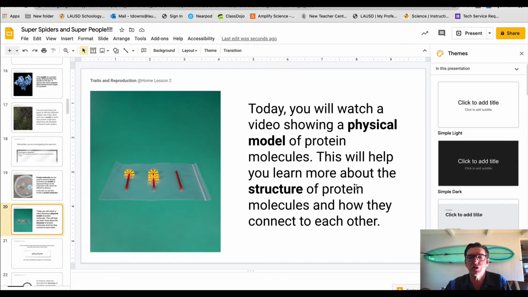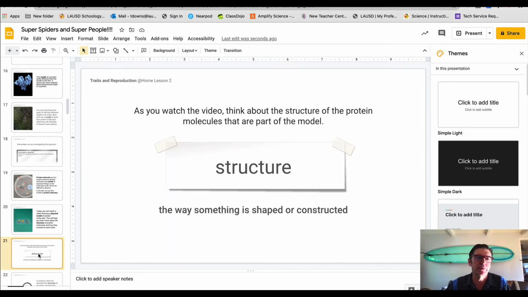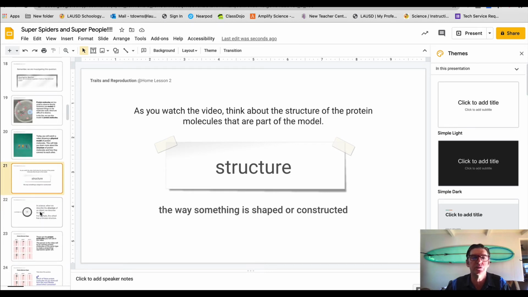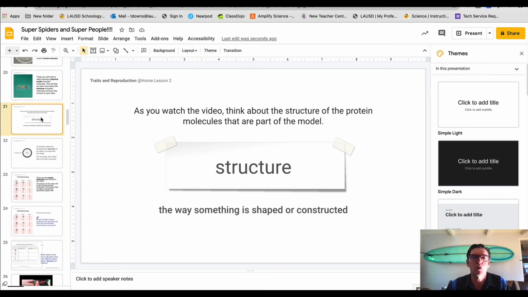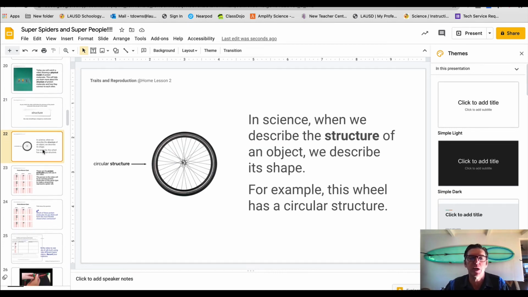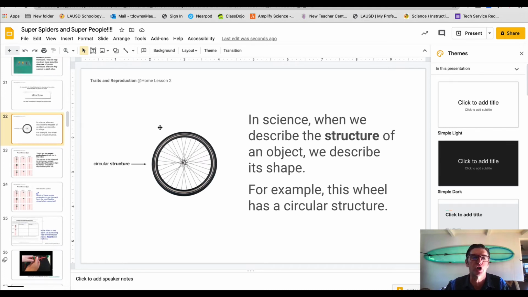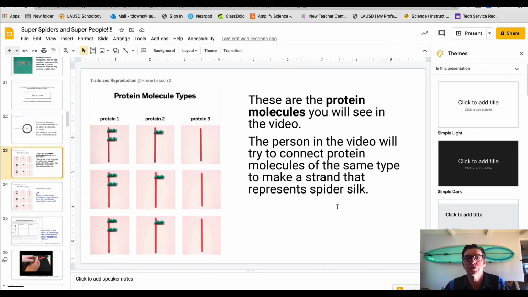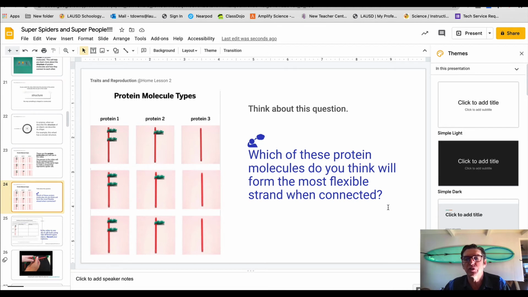All right, this will help you learn more about the structure of protein molecules and how they connect with each other. Structure, we're going to move that to the top. I'm not going to do it now in the video, but remember, move anything you see like this to the top. Even if you don't work on it or don't create pictures or anything like a concept slide, at least move it to the top. In science, when we describe the structure of an object, we describe its shape. For example, this wheel has a circular structure. These are the protein molecules you will see in the video. The person in the video will try to connect protein molecules of the same type to make a strand that represents spider silk. Cool. Which of these protein molecules do you think will form the most flexible strand when connected?